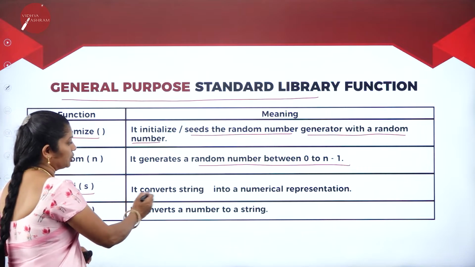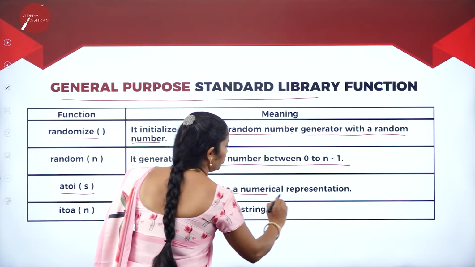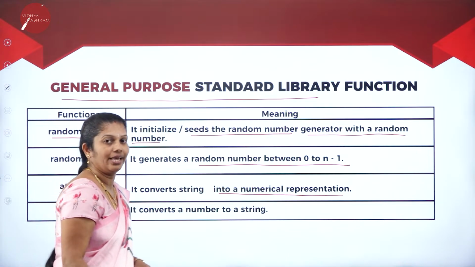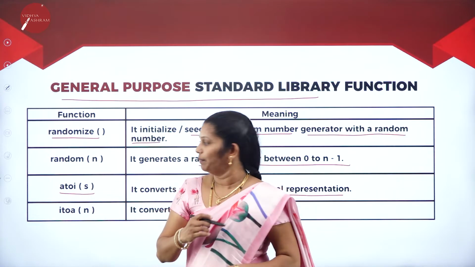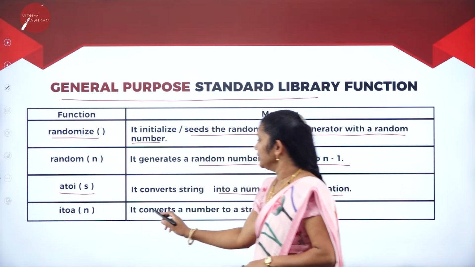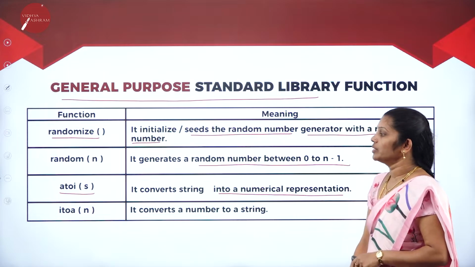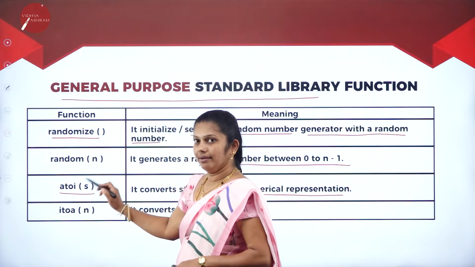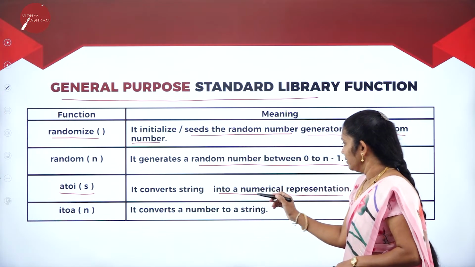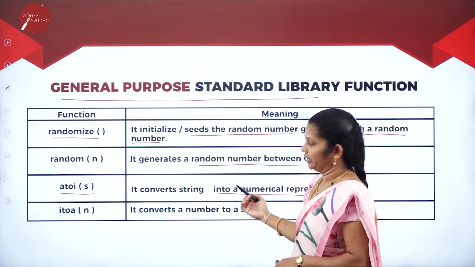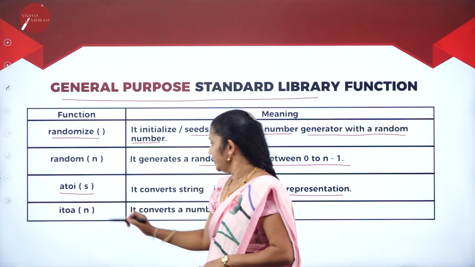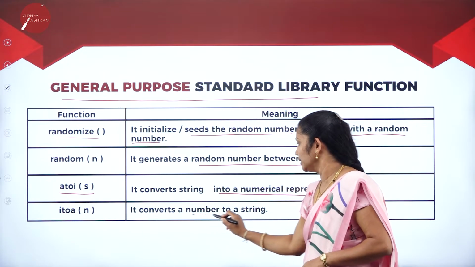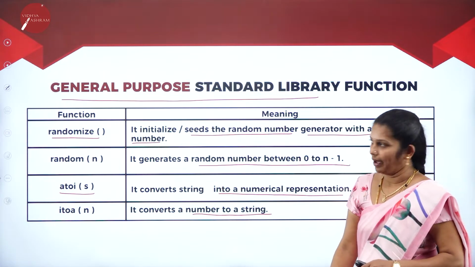Then the itoa function converts a given number into string format. And the atoi function converts the given string into number format. Whereas this other function helps to convert the number into a string format.